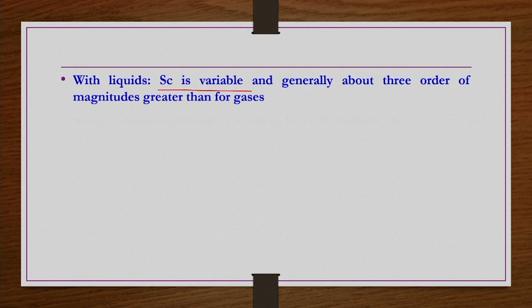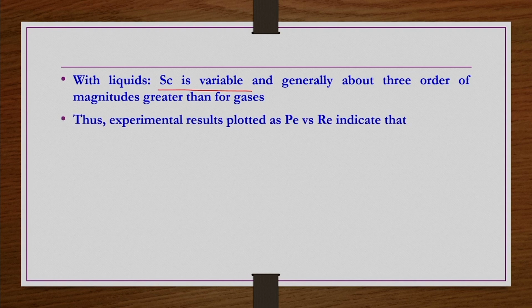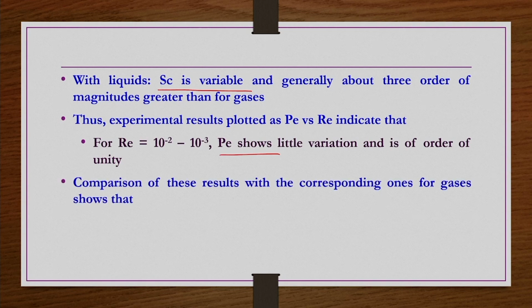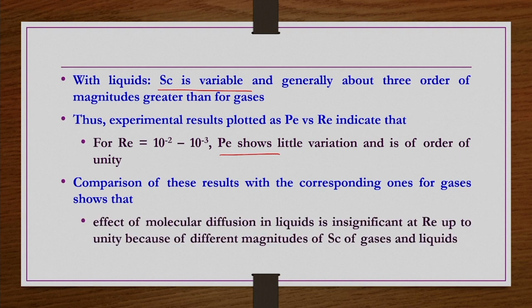So, because of that, the Schmidt number is in general variable and generally about 3 orders of magnitude greater than that for gases. For the liquid case, when the experimental results are plotted as Peclet number versus Reynolds number, they indicate that at small Reynolds number, small in the sense Re less than or equal to order of 10 power minus 2 or 10 power minus 3, Peclet number shows little or no variation and is of order unity. Comparison of these results with the corresponding ones for gases shows that the effect of molecular diffusion in liquids is insignificant at Re up to order of 10 power minus 2, 10 power minus 3, or less than Re equals 1.